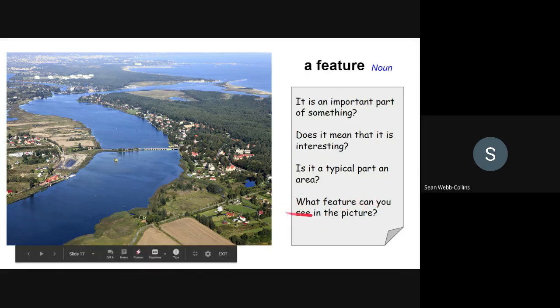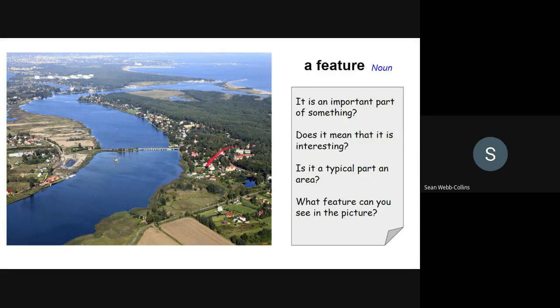What feature can you see in the picture? Well, you can see there is a big river and there's a bridge across the river. And there are many other different features that we can see. We can see there's a forest. We can see there's farmland. We can see there's some houses and some buildings. There are many features in this picture. It's an interesting picture.